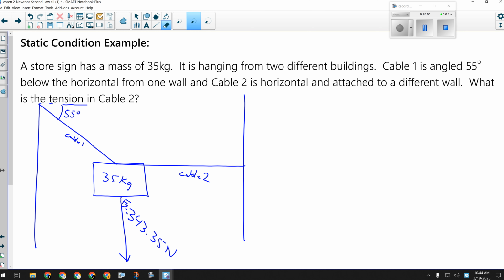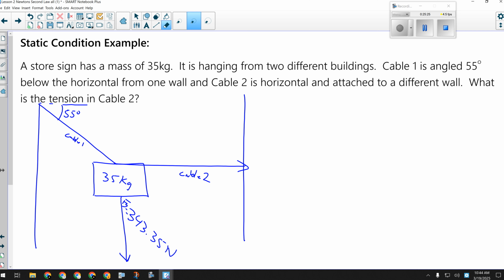Tension of the cables. Which one? Probably the angled one. Why can't an upward directed force come from cable 2? Cable 2 is horizontal. It can't pull up. It can pull to the right. That's all cable 2 can do. Because it's horizontal, the only direction cable 2 can pull is that way.